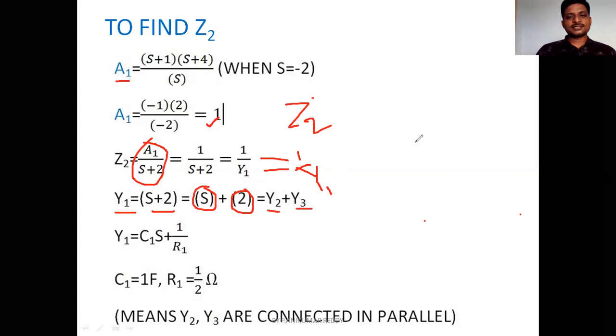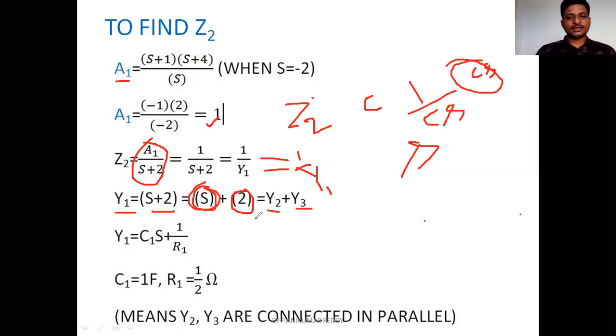As you can see, if S is in the numerator and it is an admittance function, you just go to the table. You can remember that if the capacitor is the element, then the impedance of the capacitor is 1 by Cs, which means S in the denominator, and the admittance of the capacitor is Cs, which means S in the numerator. If you compare the terms, you have 1 into S equal to C into S. Therefore, C is equal to 1. In this case, C can be called C1. Therefore, capacitor C1 is equal to 1 farad.